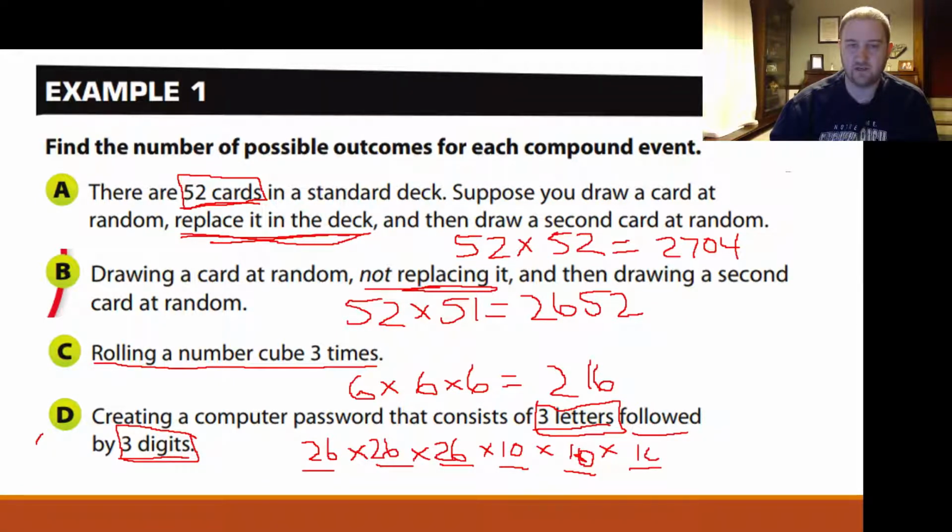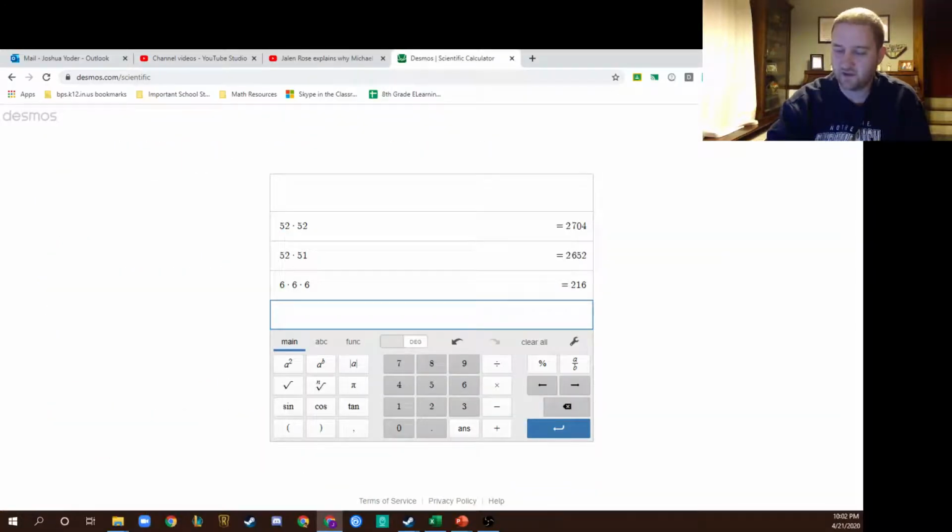10 times 10 times 10. Okay, now this is kind of a long one. So we're going to come over here to our Desmos. So we're going to do 26 times 26 times 26, then times 10 times 10 times 10.